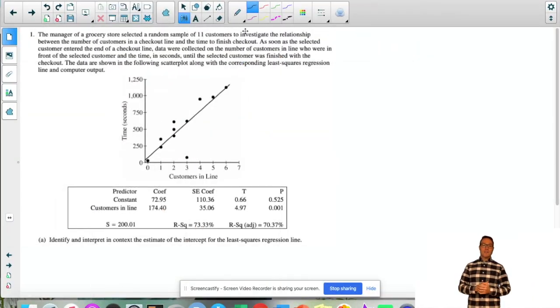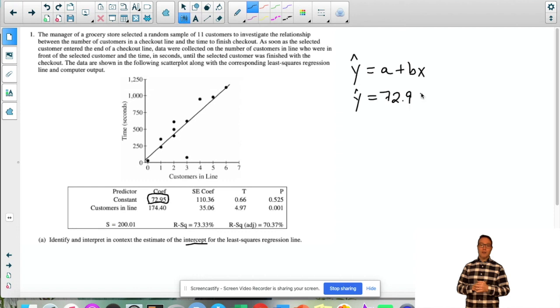Okay, this is an AP stats problem from 2018. Number 1, A. They want us to identify and interpret the estimate of the intercept, right? You'll remember that the equation of a line, in statistics anyway, is y hat equals a plus bx. The a is the y-intercept, and from a table of computer output, that's the coefficient of the constant. In this case, it's 72.95 plus the coefficient of whatever the x variable is, which is the slope, right? Which in statistics is b, which I understand is confusing because it's different from algebra.